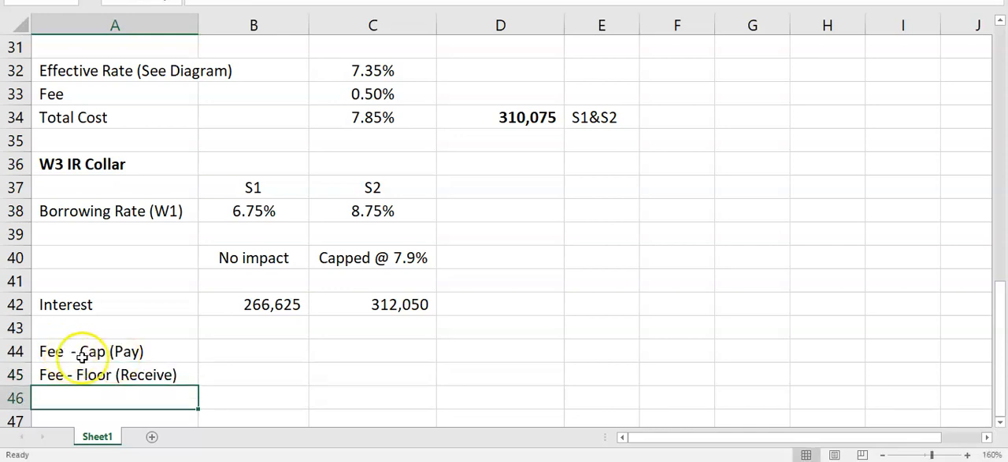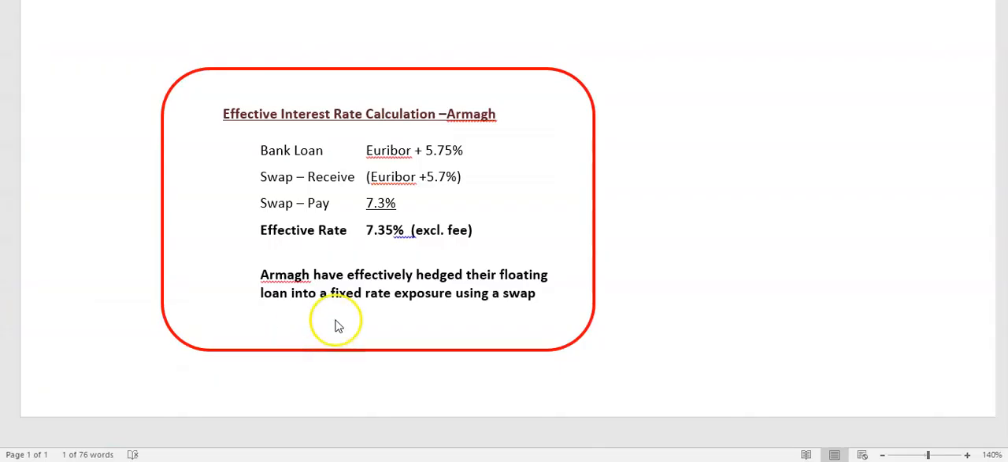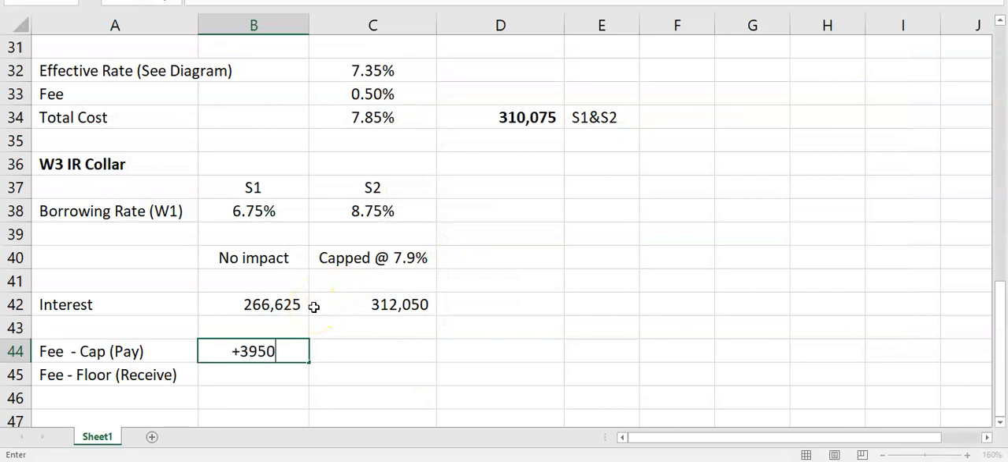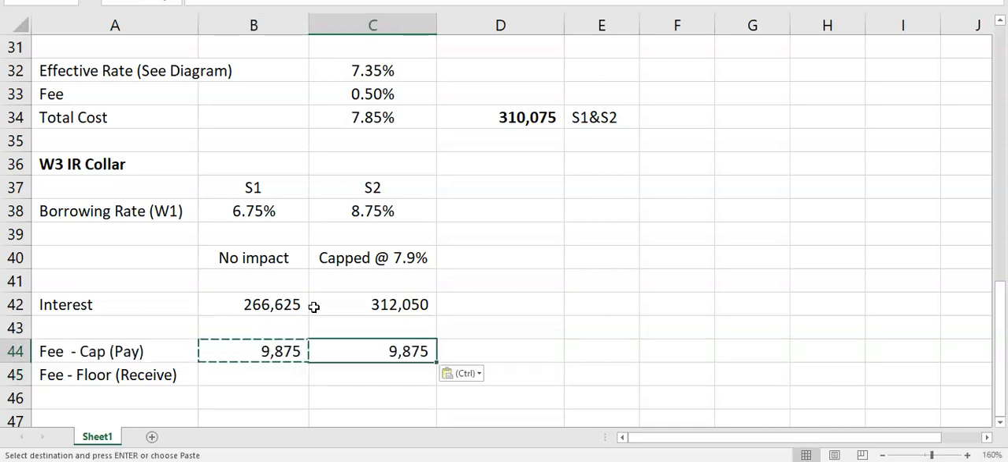So what we see there then is that this is going to be an amount you pay, and you're told the fee for the cap in the question is 0.25%, so a quarter of 1%. So that means you're going to pay 3950 times, be careful, 0.0025, which is 9,875, and that's in both instances. So that's important. Whether you use the cap or not, you have to pay it. It's just like an option premium. And that is going to be added on to this because both of these are expenses.